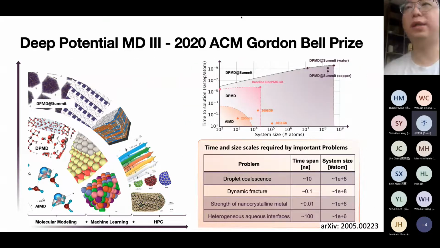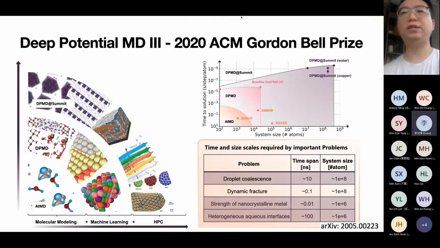For this, they won the 2020 ACM Gordon Bell Prize, and this is taken from their presentation. What they showed is that if you look at the upper right-hand side, AIMD takes about 0.01 seconds per MD step per atom, whereas DeepMD, if you scale up on the Summit supercomputer, takes only 10 to the minus 9 seconds per step per atom. So it's orders of magnitude improvement compared to usual AIMD.